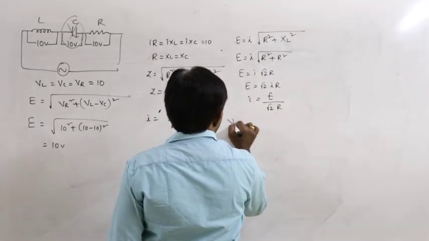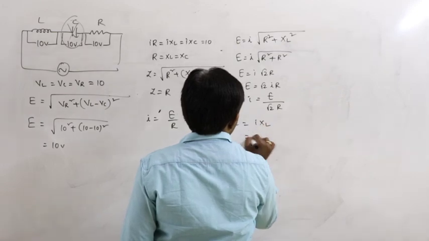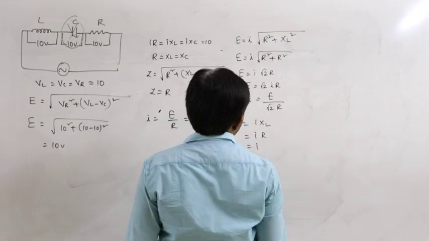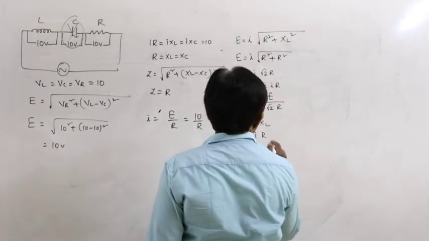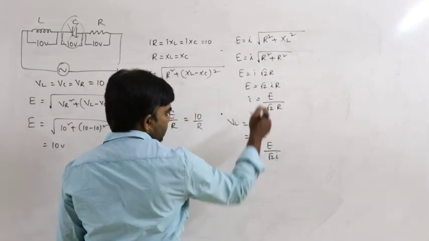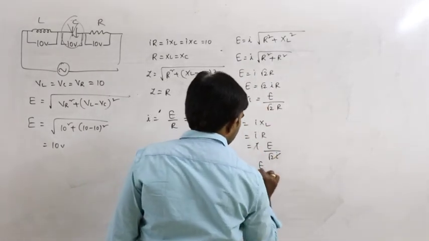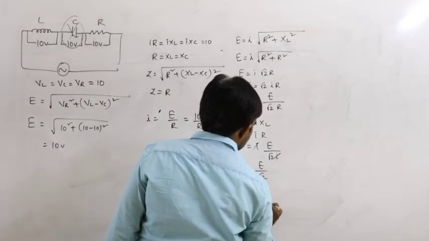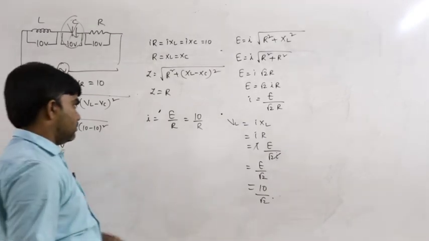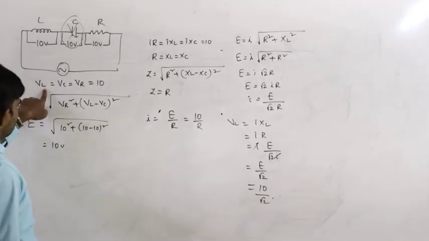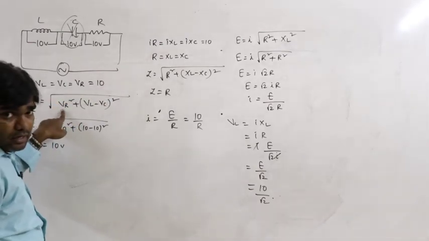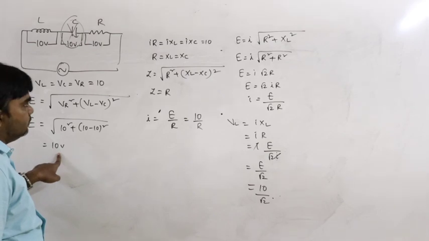Then the potential across the inductor is IXL. I into XL is nothing but I into R. What is the value of R here? From this, R can be written as E by root 2 I. So it is E by root 2. What is the net potential? That is 10 by root 2. The potential across the inductor equals 10 by root 2. See here, first it was given that all the potentials must be the same, that is 10. Then the net potential, so we got 10.